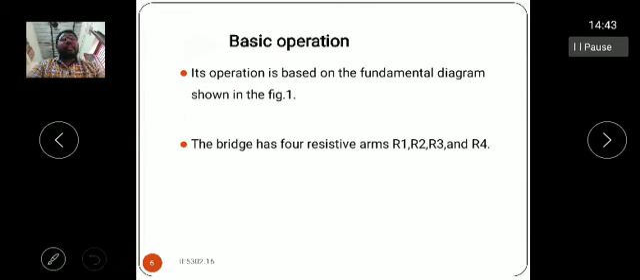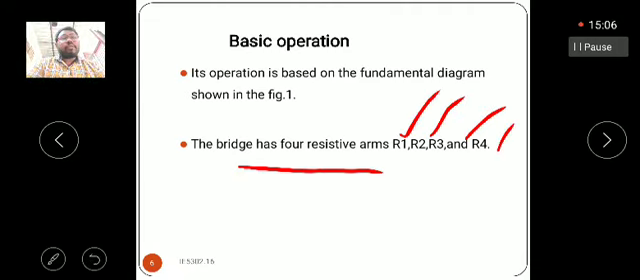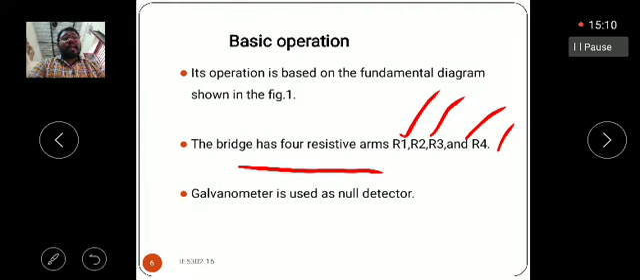Here we are going to explain the basic operation of the Wheatstone bridge. Its operation is based on the fundamental diagram shown in the figure. The figure shows the four arms. Based on that, we are explaining the operation of the bridge circuit. Here the bridge has four resistive arms. Already I explained the resistors R1, R2, R3, R4. The four resistors are connected in the form of a bridge, and a galvanometer is used as a null detector.